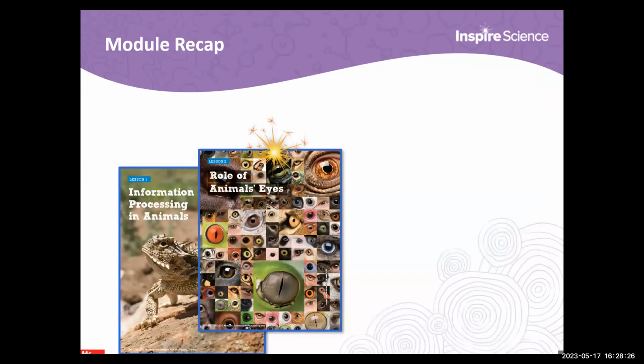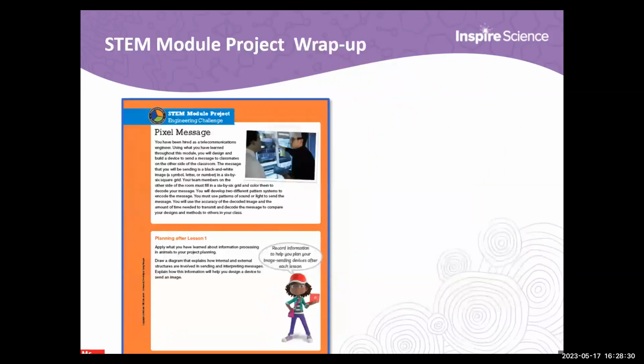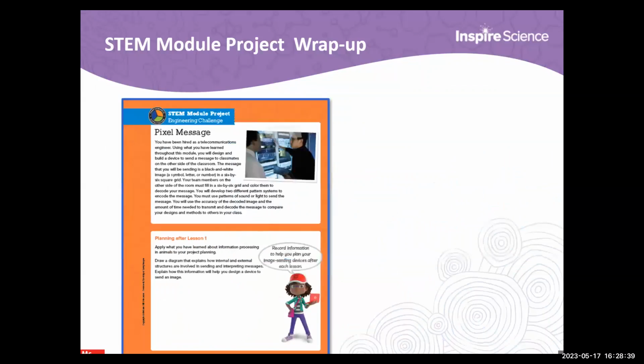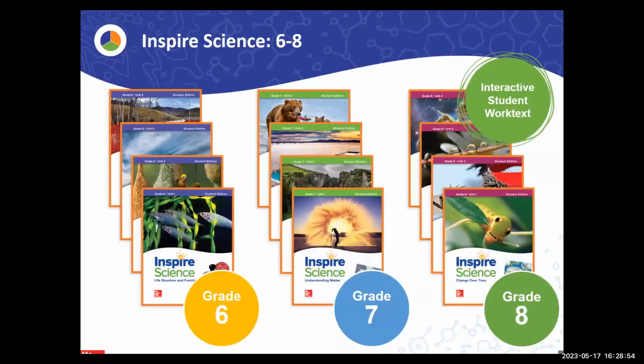As students learn a little bit about phenomena from lesson to lesson, eventually we ask them to apply it through a STEM module project, where they're going to use the engineering design process to come up with a creative solution to a very real world problem. Every module, K through 8 in Inspire Science, ends with a STEM project. Now, if you're a middle school teacher, everything we've seen so far is K5, but still applies K8, 6-8. So 4 modules per student per grade level.